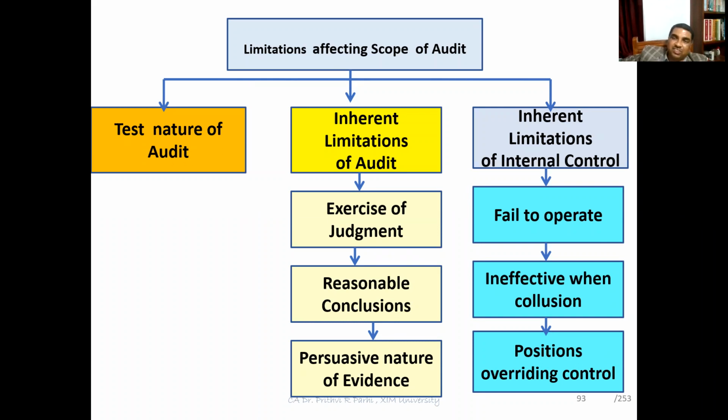Okay, first he tests the internal control system, whether it is working properly or not. And if it is working, he relies on it. But that internal control system itself has got some limitations. Internal control system may fail to operate in certain situations. And internal control system may be ineffective if there is collusion. If people join hands, if there is a collusion among employees, internal control system may not operate.